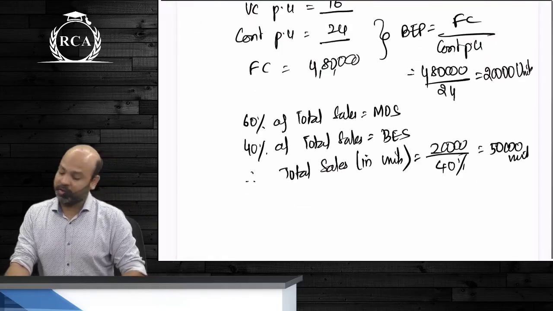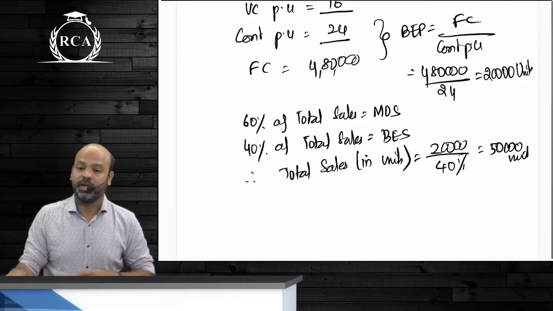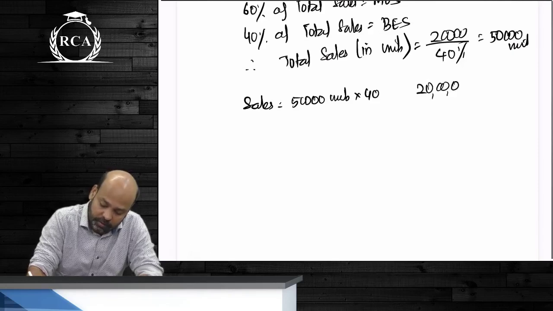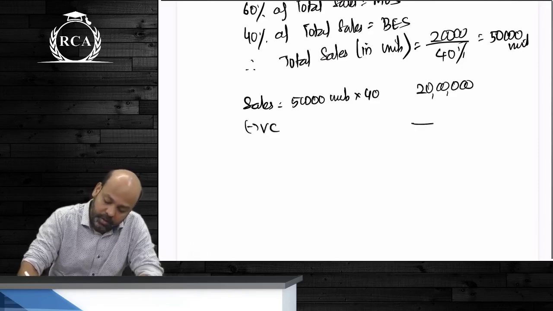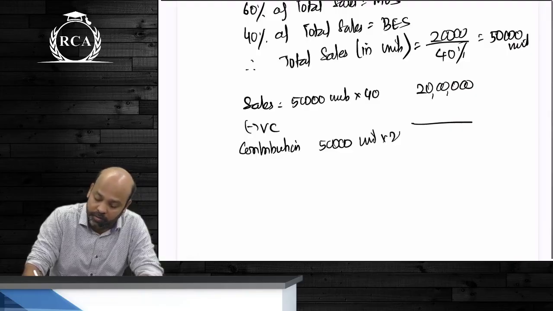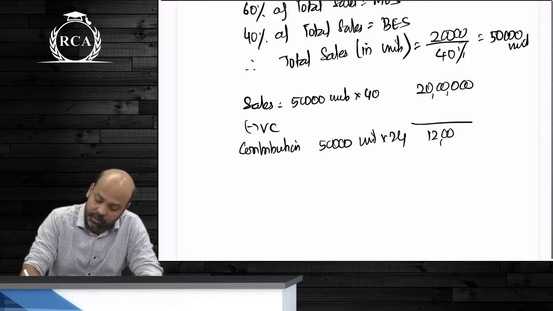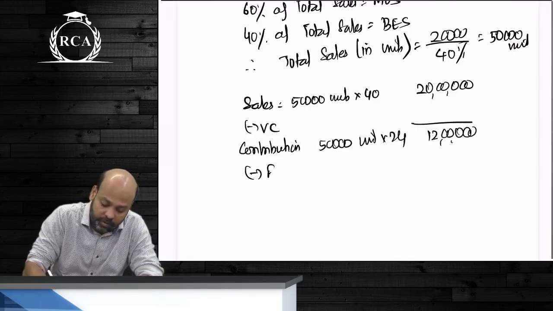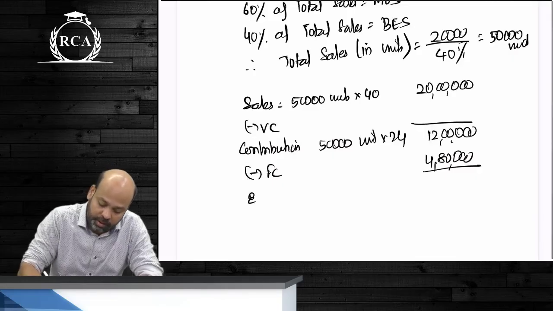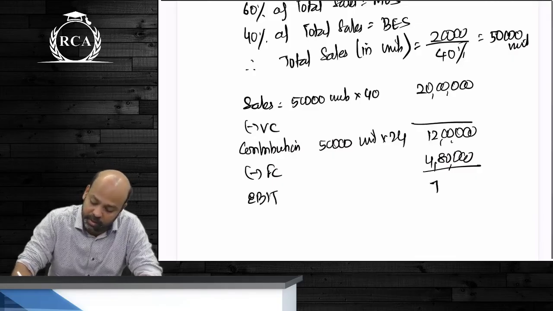Once you get total sales as 50,000 units, present the profitability statement at 50,000 units. Our sales will be equal to 50,000 units multiplied by a price of how much? 40 rupees, and that would be 20 lakhs. Variable cost you will have to deduct. Contribution is 50,000 units multiplied by 24 rupees, and that will be 12 lakhs. From this we will deduct fixed cost of 4,80,000. You will get operating profit, or EBIT, profit before tax, which is 7,20,000.